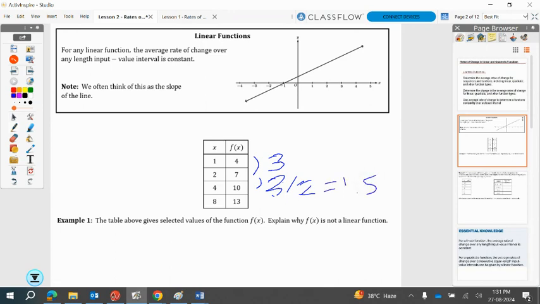And then looking at the last one there, we are going up by 3 again, but we are going up in the x values by 4. So this one's going to be 3 over 4, which is 0.75. So what we see, therefore, is that f is not linear because the rate of change is not constant. Always have to show your working and give your reasoning. So f of x is not a linear function because the rate of change is not constant.